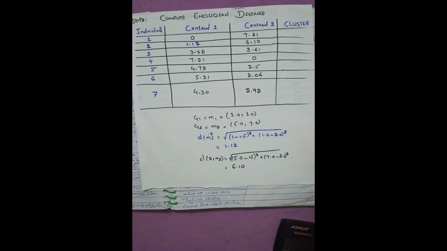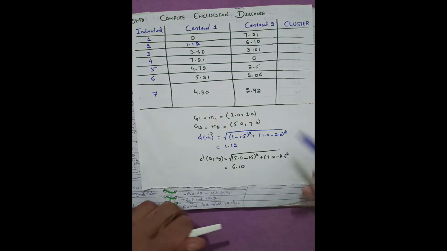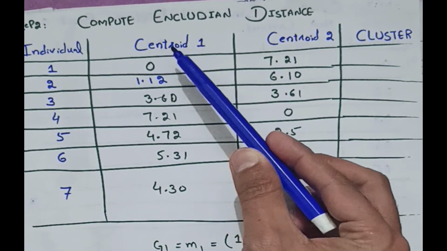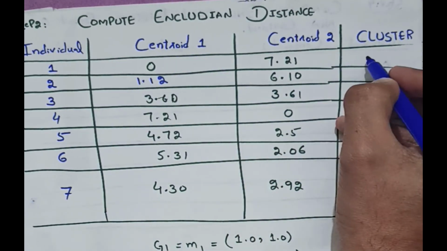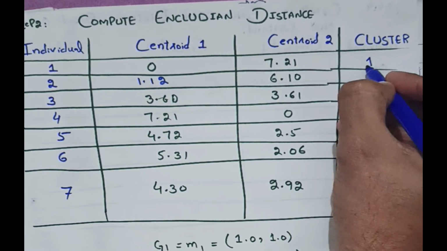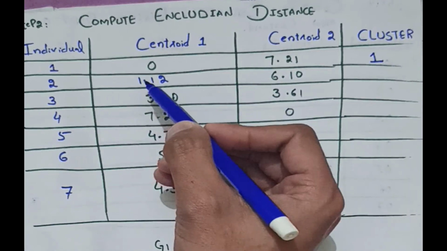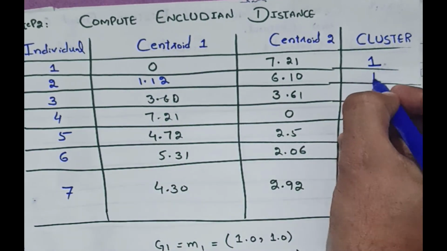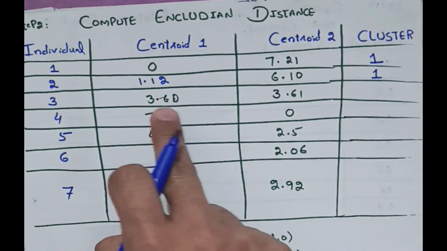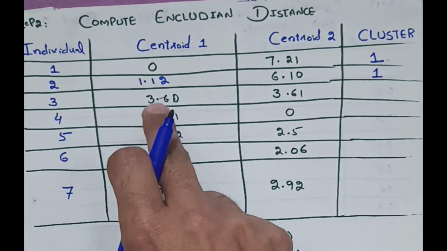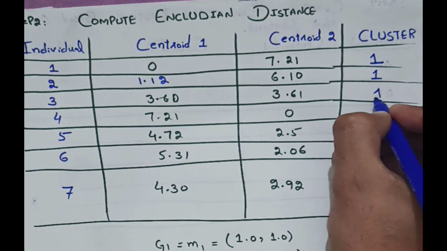Now we have to select in which cluster each individual will occur based on the shortest distance. As the first value, 0, is less than the centroid 2 value, individual 1 will be inside centroid 1. I will write cluster 1 here. What about this one? This is smaller than this one, so it will also be inside cluster 1. What about this one? This is 3.60 and 3.61. As 3.60 is less, individual 3 will occur in centroid 1 or cluster 1.